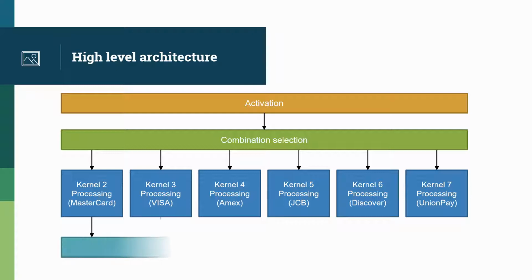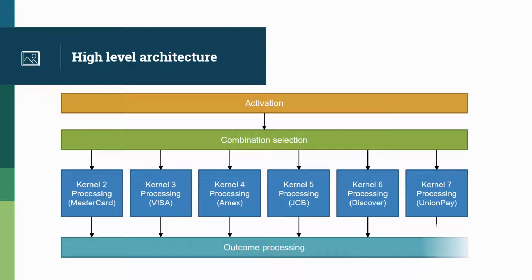Once the kernel processing is complete, the reader goes into a process called outcome processing, which we will discuss in the next slide. EMV mandates that this overall process, from activation to outcome processing, takes less than half a second. The split is that the card may take up to 400 milliseconds for its internal processes and communication, and the terminal may use the remaining 100 milliseconds.